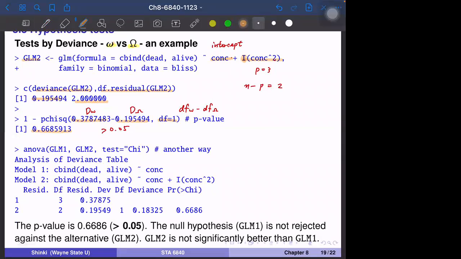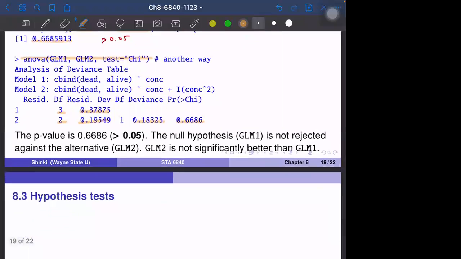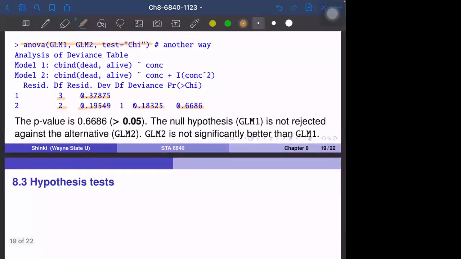Yeah, and the same result can be obtained by this ANOVA function. So it reports both the deviance and the degrees of freedom, and also the test results. So the same results. So anyway, the smaller model is good enough. The larger model isn't significantly better.